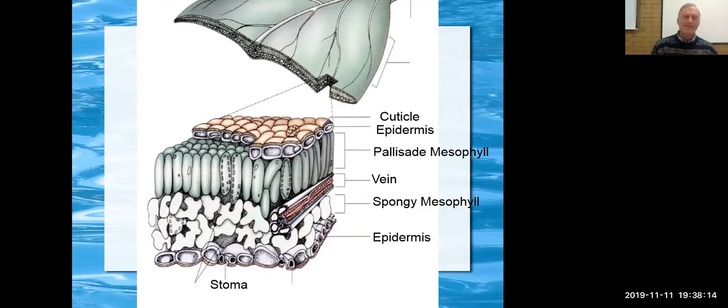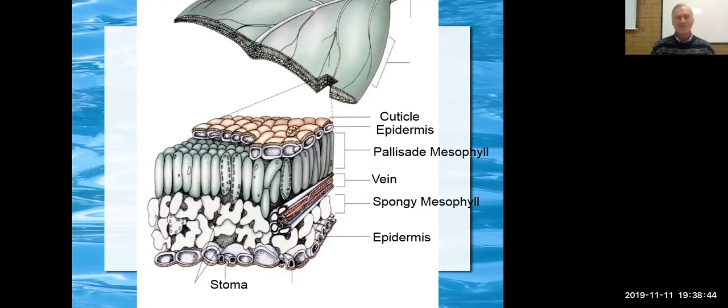And the spongy mesophyll has loosely packed cells with lots of airspace in between them. When I tell you about photosynthesis, you'll know why you need airspace in there. And then on the bottom of the leaf, there's another epidermis and another cuticle. And the stoma, you can't see it very well in this diagram. I'll see if I can find another picture of a stoma for you.